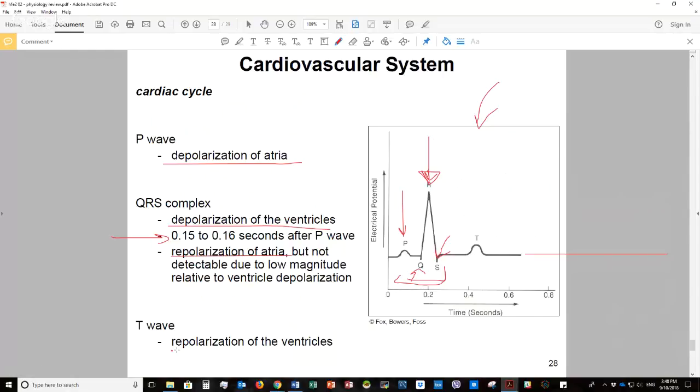And then the T wave is the repolarization of those ventricles. All right, so that's what you see on an ECG.